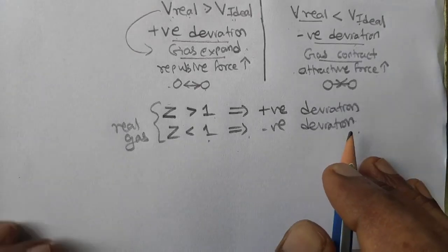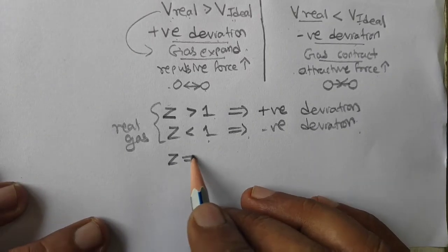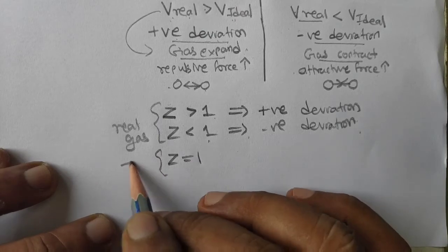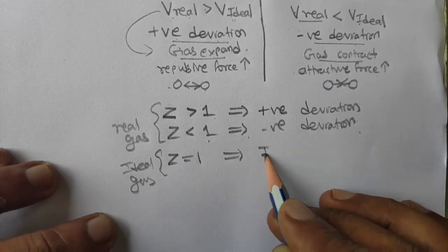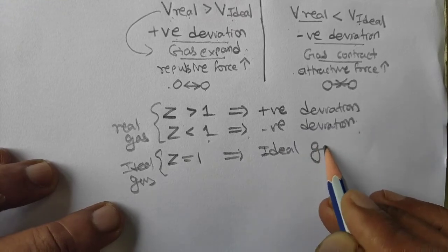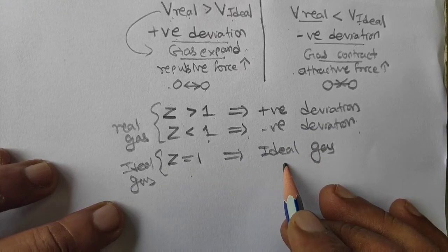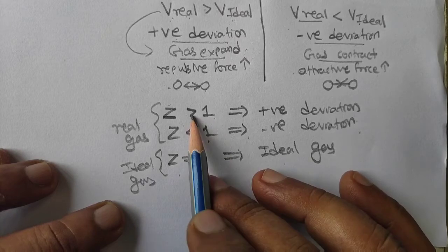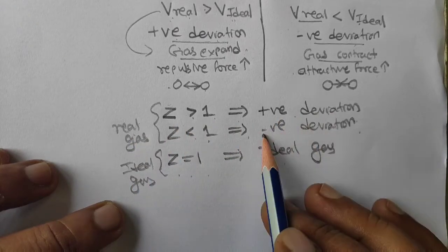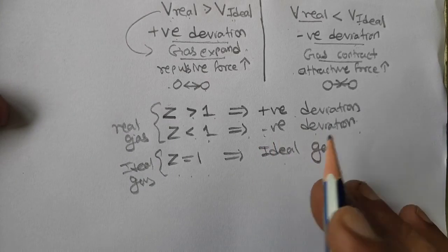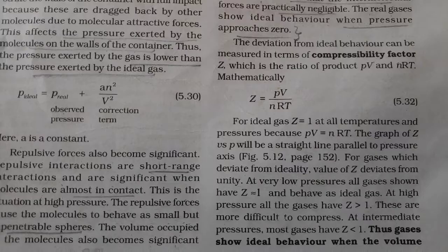Understood? So this part. Then when we say Z equal to 1, this is for which gas? Ideal gas. So compressibility factor for ideal gas is Z equal to 1; greater than 1 and less than 1 are for real gas, greater than 1 positive deviation, less than 1 negative deviation. Okay. Now the next part.